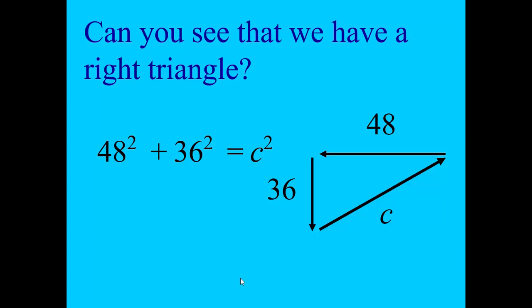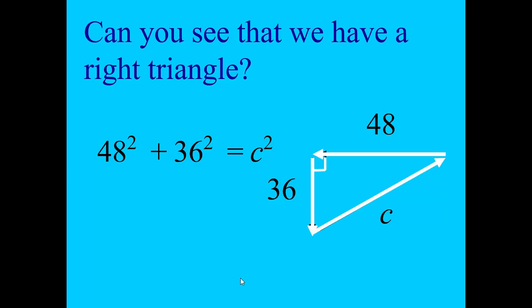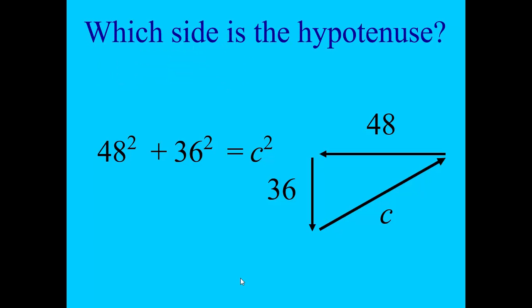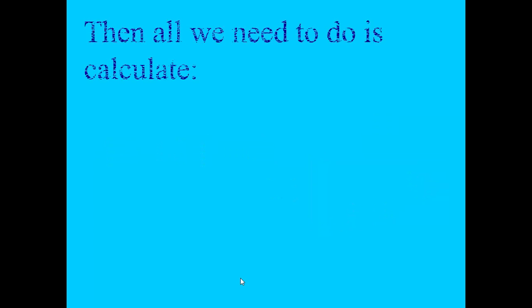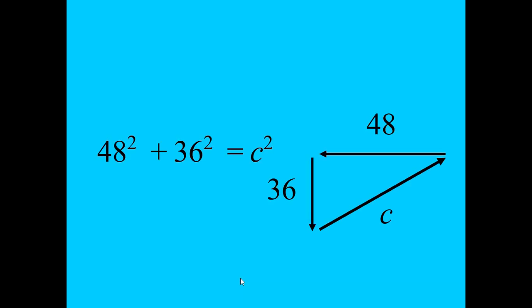It asks why, and it's one of those things where you want to think about it: can you see where the right angle would be? Hopefully you discovered that it was between the sides that are 36 and 48 in length, so that would give us our right angle, and it would give us our right triangle. When we think back to our vocabulary words, we want to know what side is the hypotenuse. Correct, side c. Side c is the hypotenuse because it is the one across from the right angle.